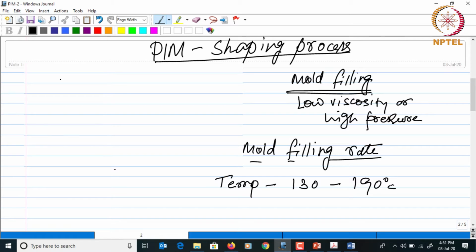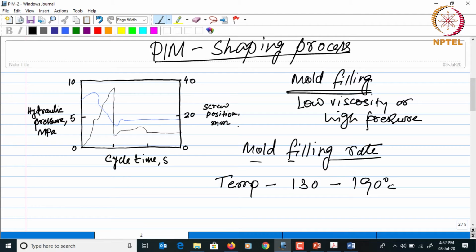Right, so here is a diagram where you can see the relations between the screw position, the hydraulic pressure that is applied, and the cycle time during molding. Due to an increased resistance to the mold filling, the process requires a constant increase in the pressure as controlled by the screw position. So both of these things are shown over here in this diagram. This plot is for the pressure and this is for the screw position.